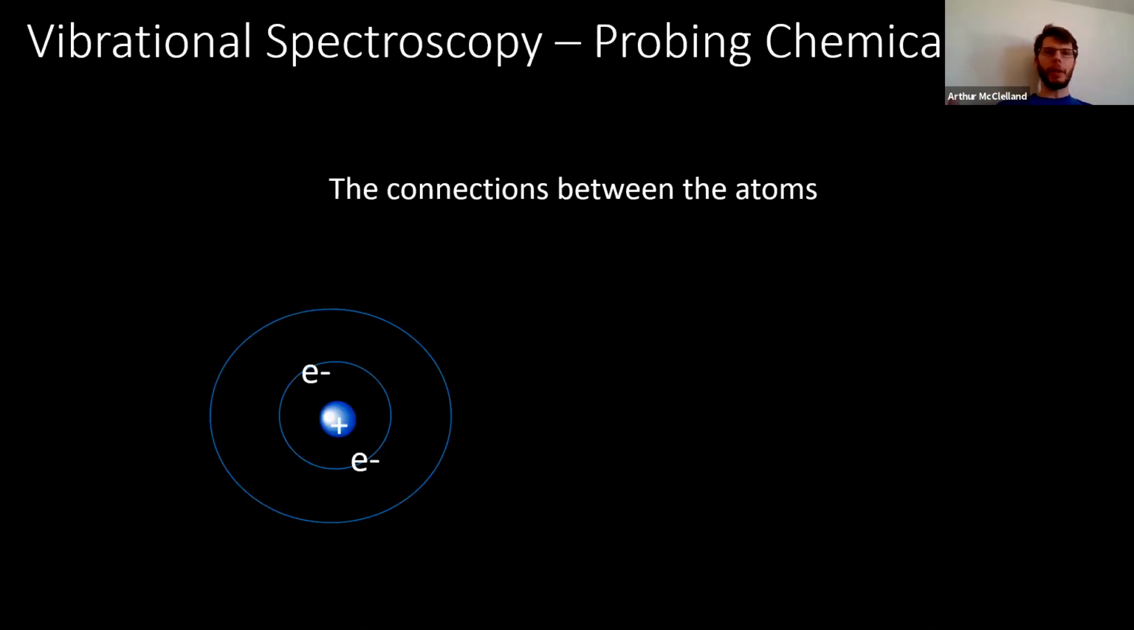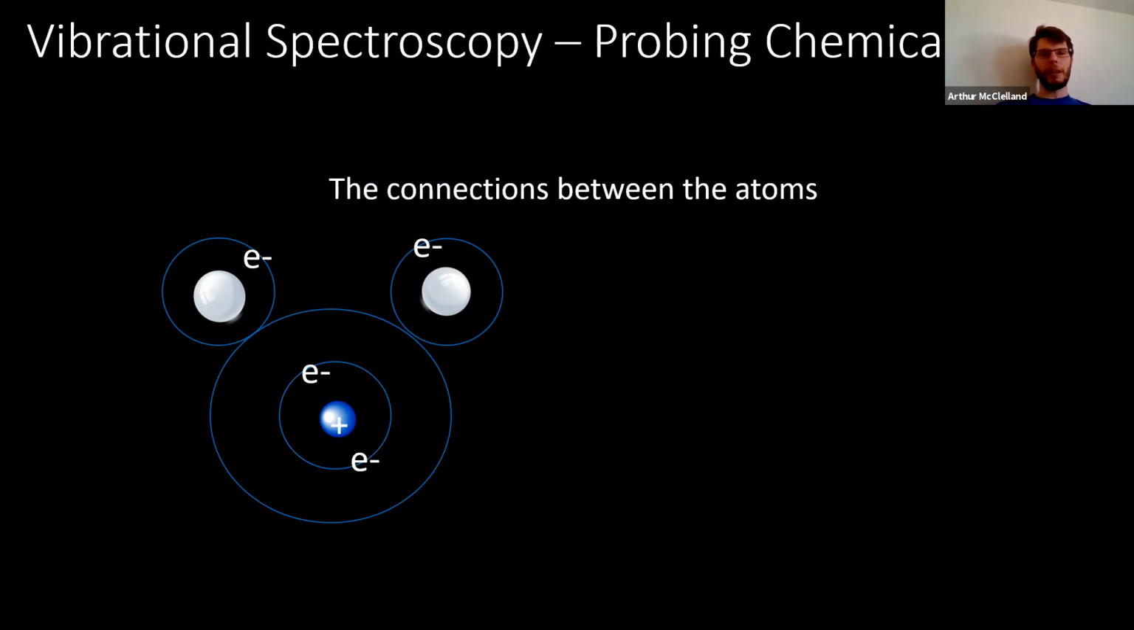So vibrational spectroscopy techniques, and there's two of them, Fourier transform infrared spectroscopy and Raman spectroscopy. They really probe the chemical bonds. So we have our little Bohr model of an atom. We bring in some other atoms, they form bonds. This is supposed to be water, a spectroscopist's favorite example molecule.